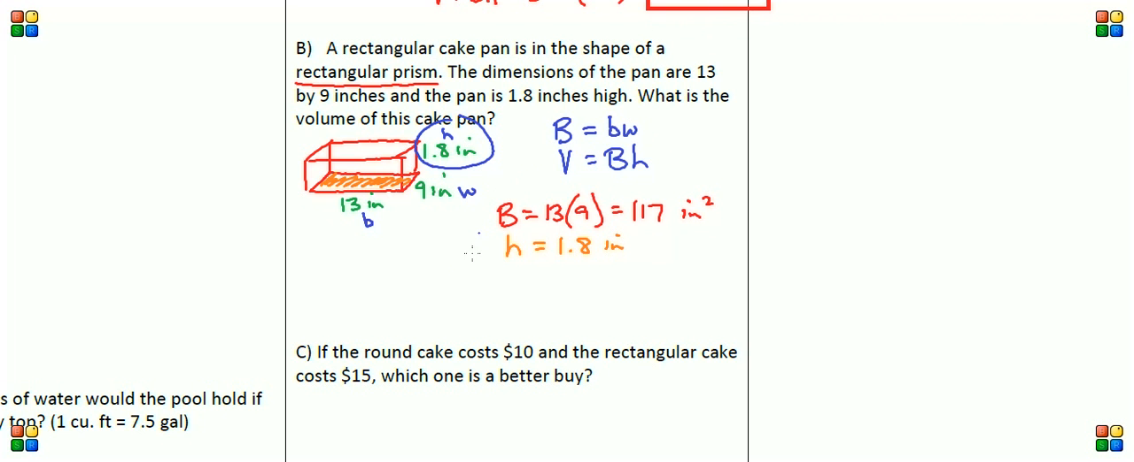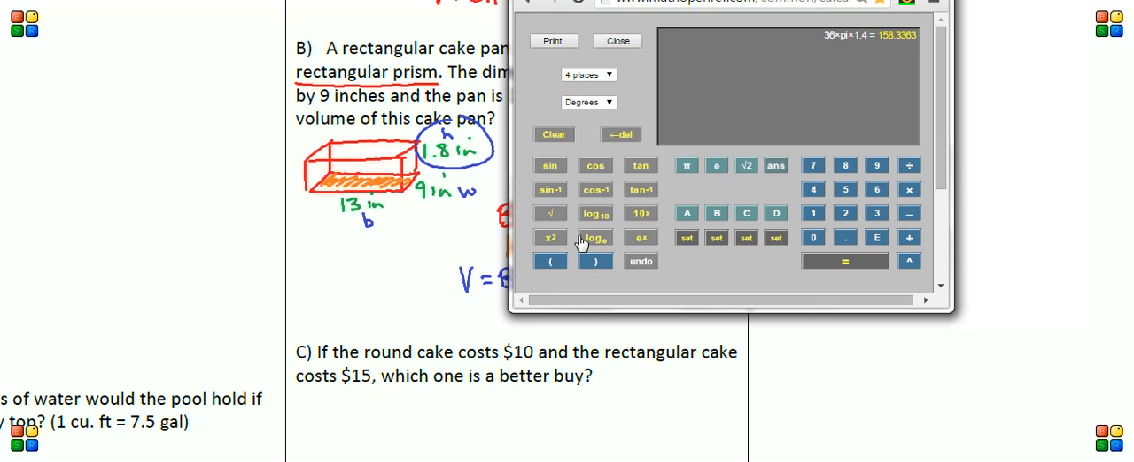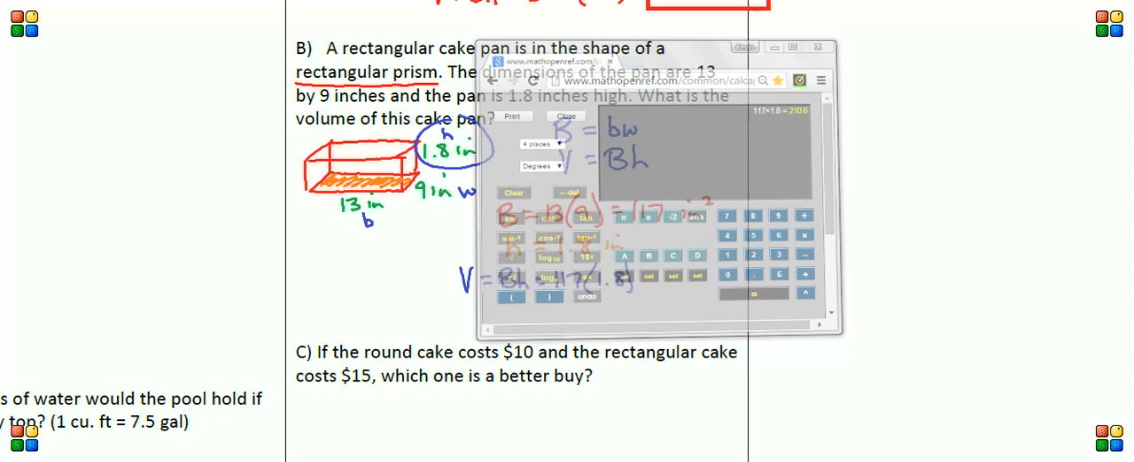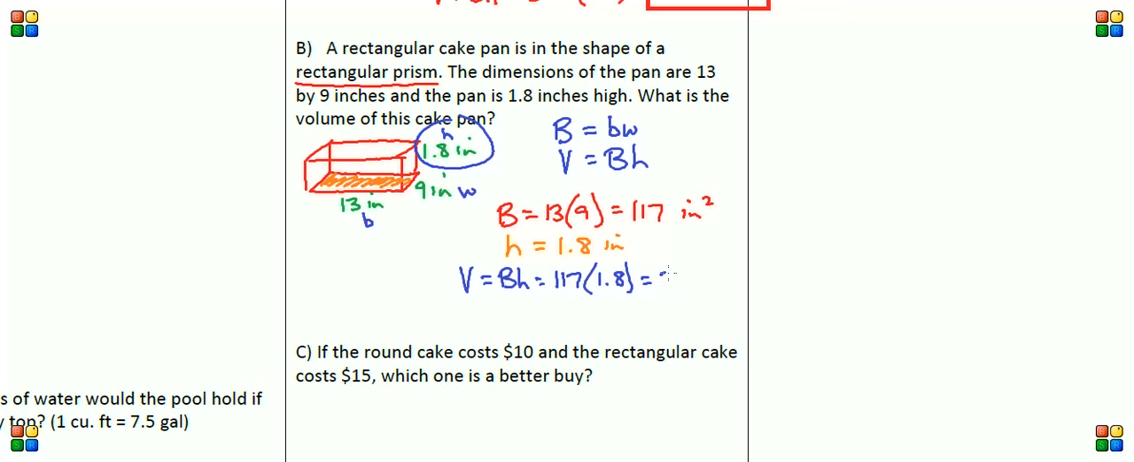That means our volume is equal to base area times height, which is 117 times 1.8. I'm not sure if that's going to be equal to or estimated. Let's go ahead and plug that into our calculator. 117 times 1.8, and we end up with 210.6, so we don't actually need to round, equal to 210.6 inches, oops, I put squared, inches cubed.